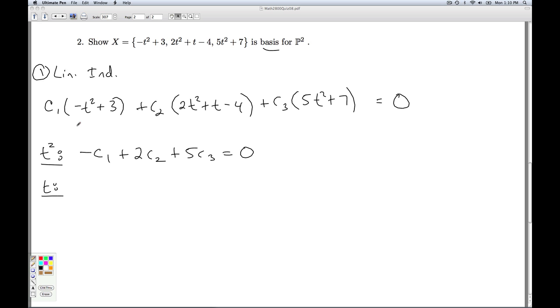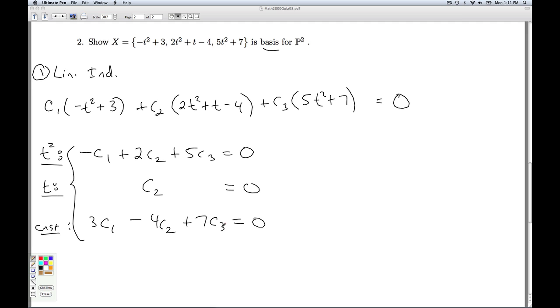For t now, I get no contribution of t here. Here I get 1c2t. No contribution there. I just get 0. And then I look at the constant terms. Here I'm going to have 3c1. Here I'm going to get minus 4c2, and then 7c3.